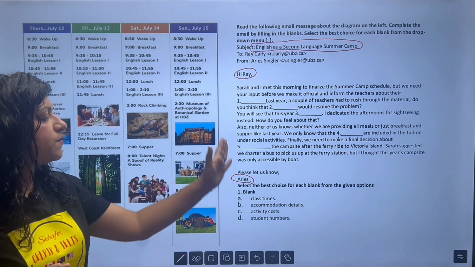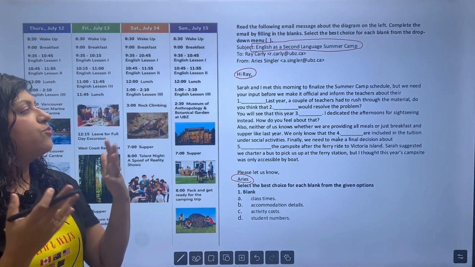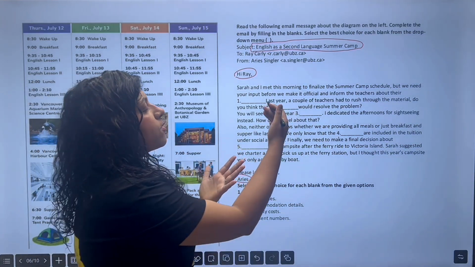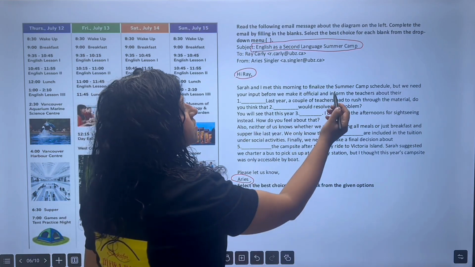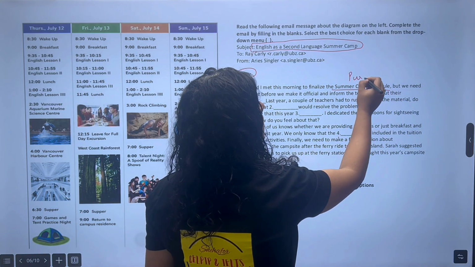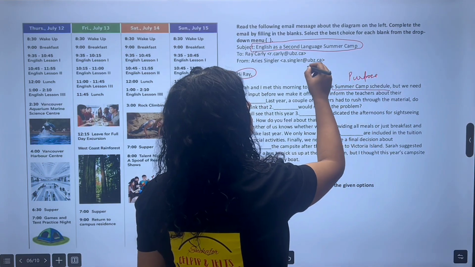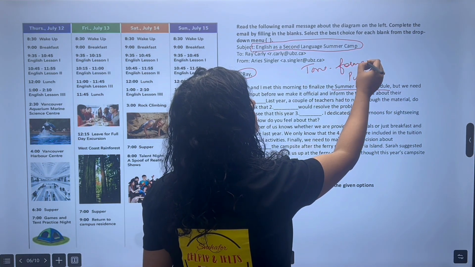That means the two persons are not friends, they are not family for sure. So you have to understand the purpose. What are they talking about? The purpose is about the summer camp schedule. The purpose is clear and the tone is clear as well. So the tone here is a formal tone.